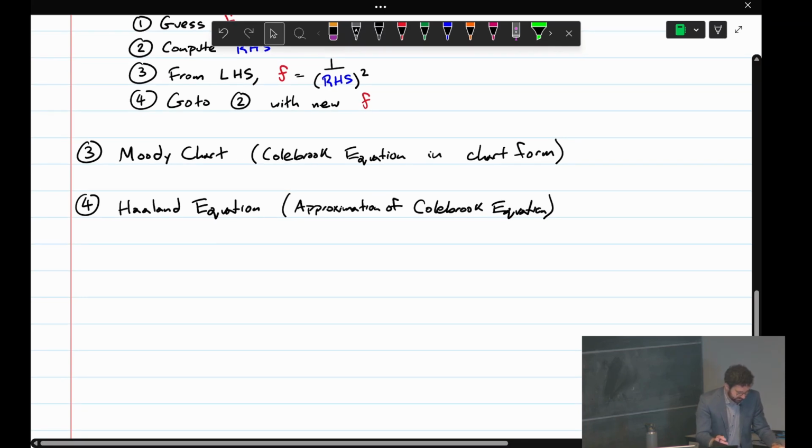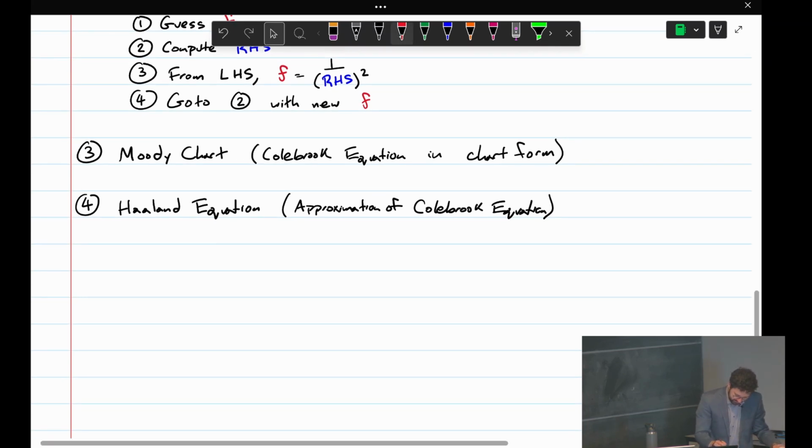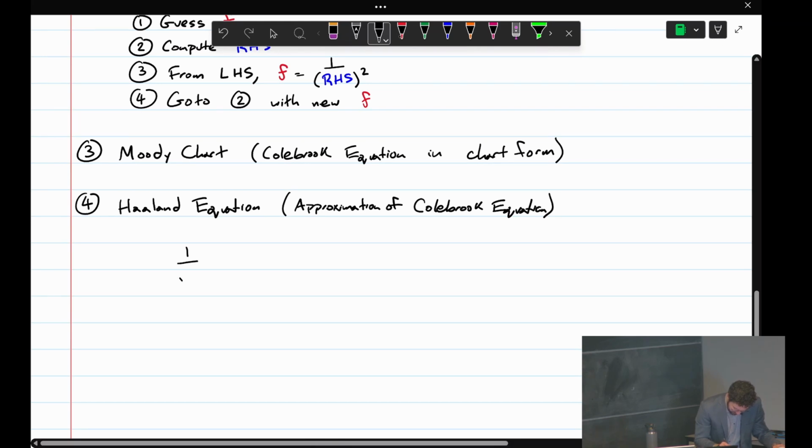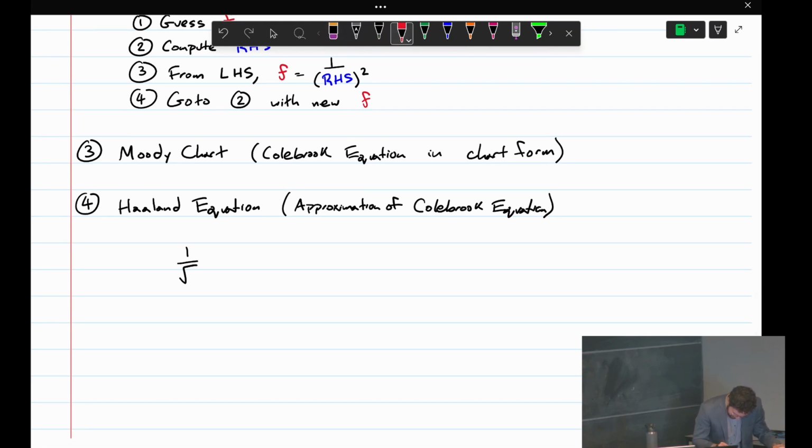The Holland equation is very nice because it says 1 over the square root of f equals negative 1.8 log 10. So I'm writing the 10 in the base 10 of log because sometimes it's unclear.